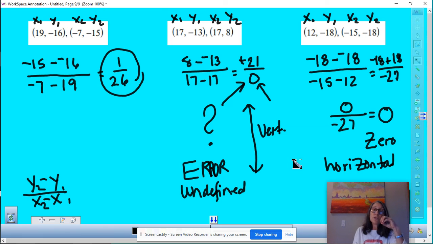So even when you find the slope using 2 points, you will be able to discover the horizontal and the vertical lines. So again, dividing by 0 is not allowed. It's undefined. Dividing into 0 will get you a 0. Pay attention to the signs and your integer operations when you do this, and you will indeed get your slope positive or negative on those examples.